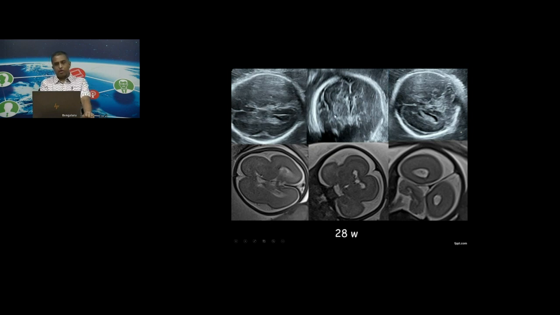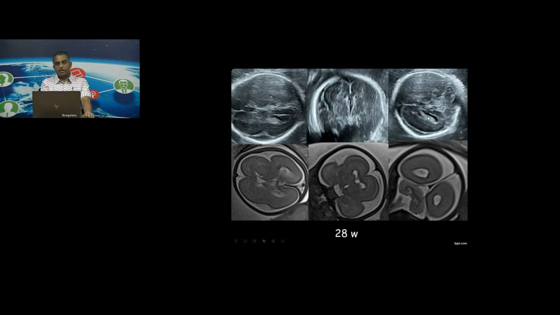This is the coronal image, again, a shallow lateral fissure there. This is the interhemispheric fissure. You don't see a cingulate sulcus. A small CSP there. Open, shallow lateral fissures that you see here.